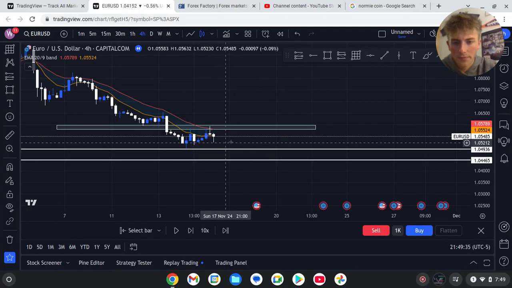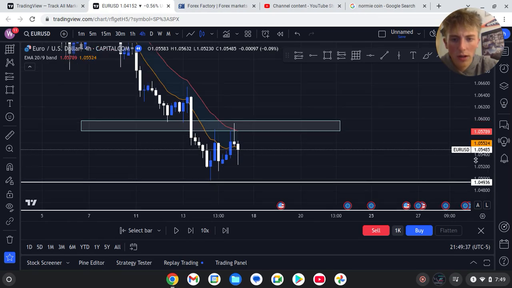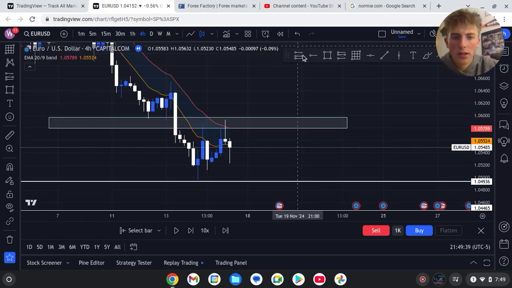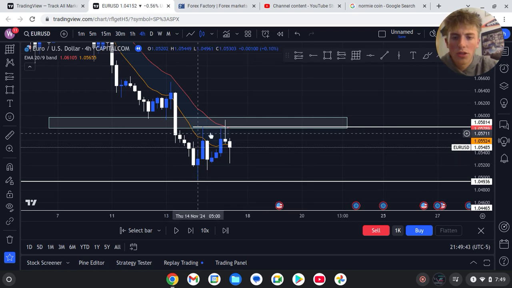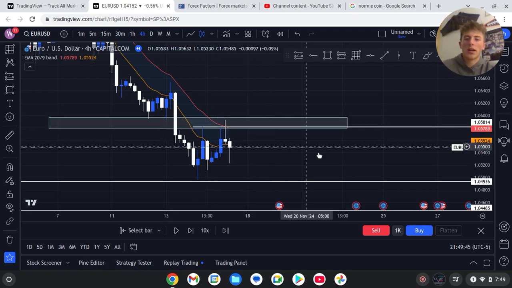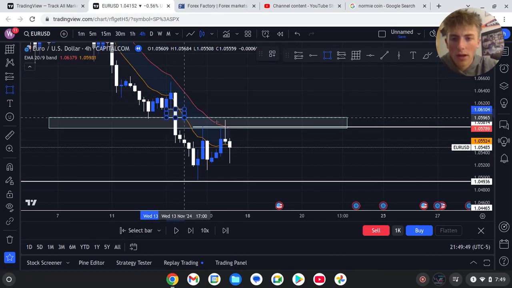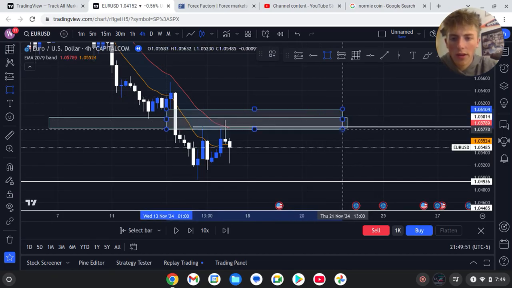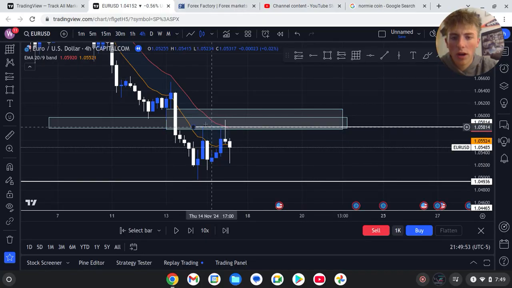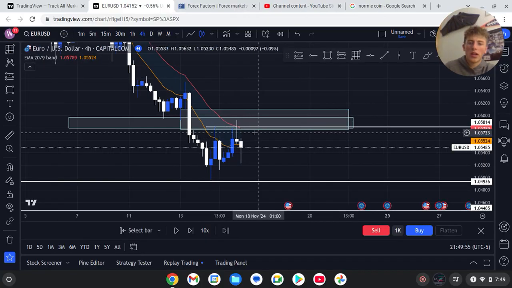Looking at the 4 hour, we just swept 4 hour highs. This is the liquidity sweep part. Boom. We have this 4 hour fair value gap along with the daily fair value gap right there, and we just swept 4 hour highs. So right there we get our liquidity sweep.